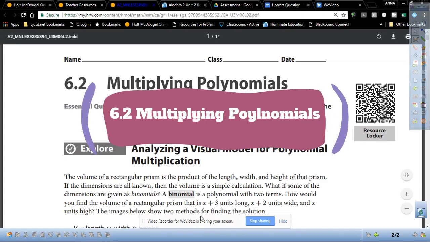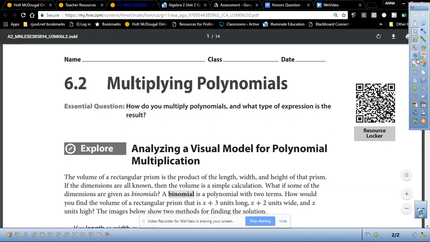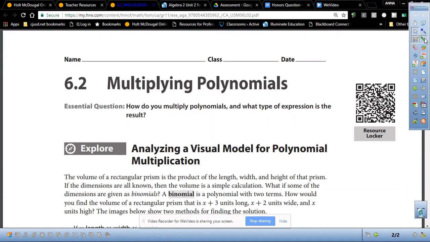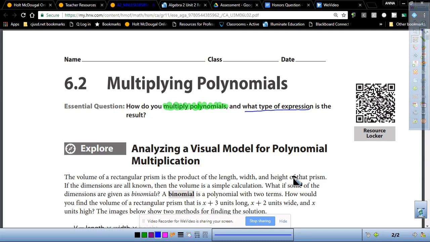Okay, today we'll be doing multiplying polynomials. So our objective for today, our essential question, is how do we multiply polynomials? And what type of expression is the result? So remember, on the last couple days, if we added two polynomials, our result was a polynomial. If we subtracted two polynomials, our result was a polynomial. So today we'll have to see if it holds true for multiplication as well.